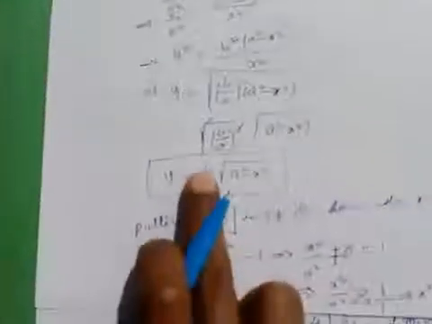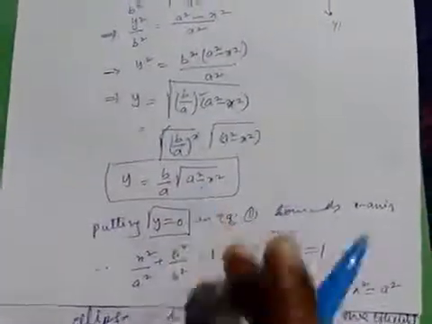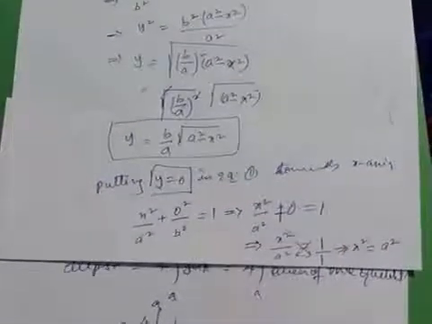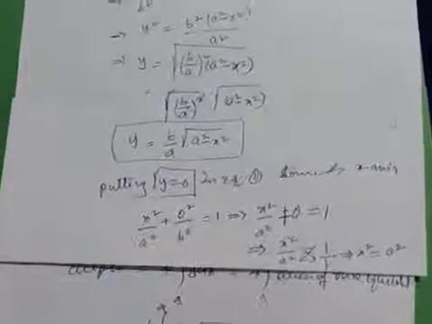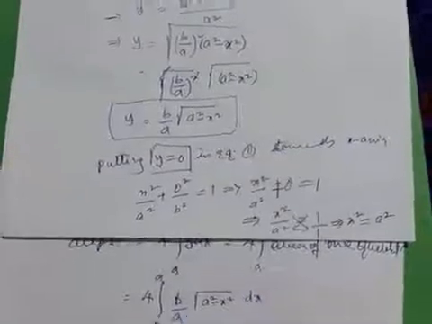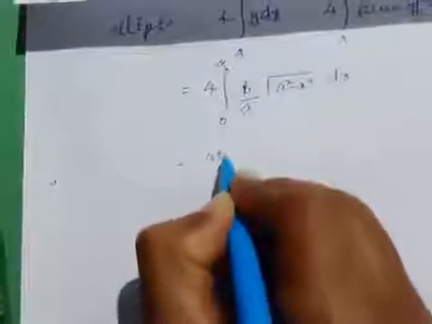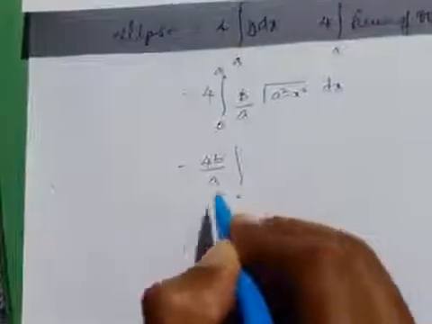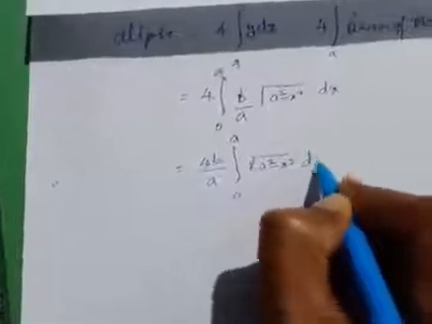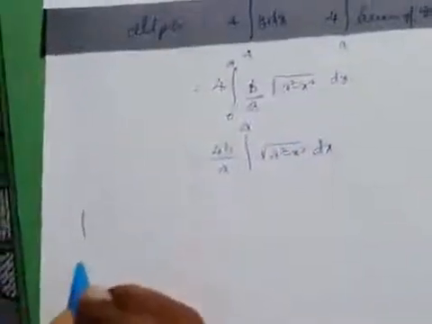Y, we know that y value is b by a under root a square minus x square. So 4b by a under root a square minus x square into dx. Here b by a is constant, take it outside. 4 into b by a integral 0 to a under root a square minus x square dx. See, this is the formula directly.